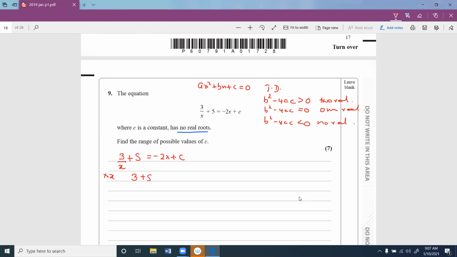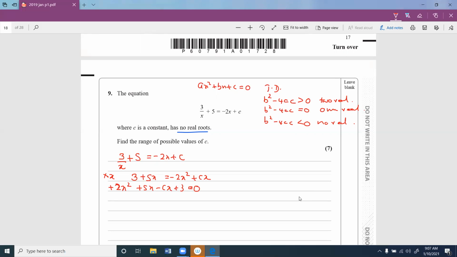5 into x is 5x. Minus 2x into x is minus 2x squared. c into x is cx. Then bring all the terms to one side. If I bring this one to our side, 2x squared plus 5x minus cx plus 3c equals 0.